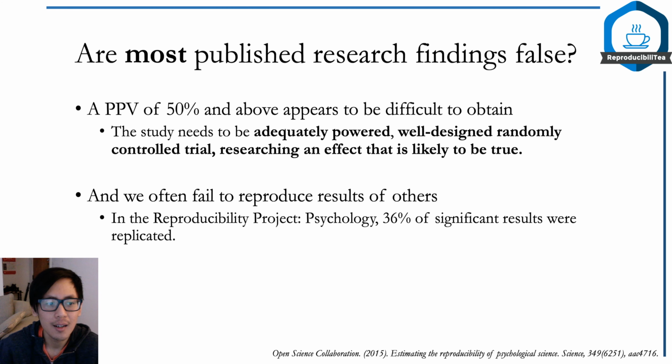So are most published research findings false? Well, a PPV of 50% and above does appear to be difficult to obtain, right? How many studies in science are adequately powered, well-designed, randomized controlled trials, researching an effect that is likely to be true? This cannot be said to be the case for all scientific studies. And we often fail to reproduce the results of others. So in the Reproducibility Project: Psychology, 36% of significant results were replicated. So that's less than 50%. So often we don't replicate the results of others.